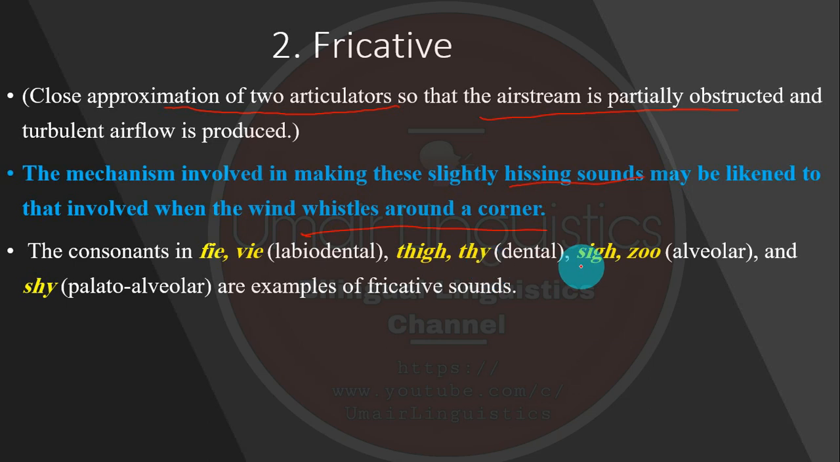And then we have s, once again you can feel the hissing sound, and z, alveolar, because the position of s and z is alveolar. And then we have sh, which is palato-alveolar. So these are the examples of fricative sounds.